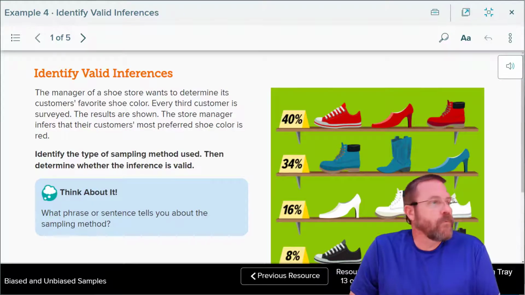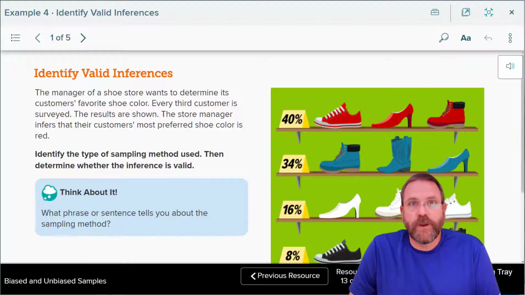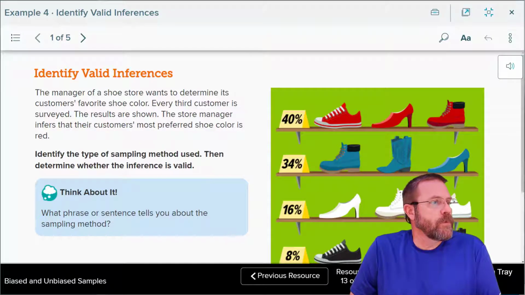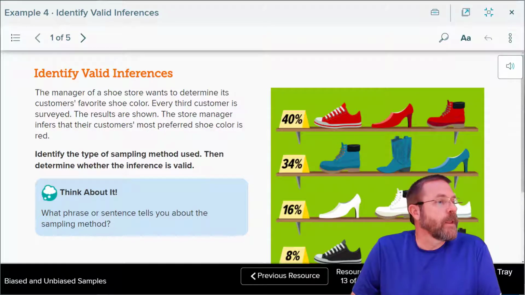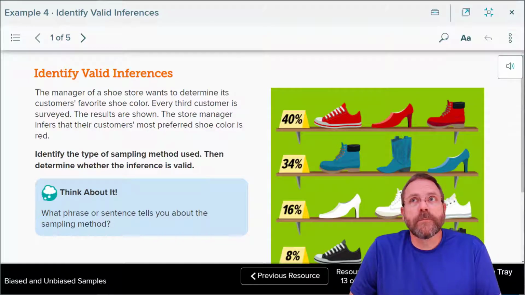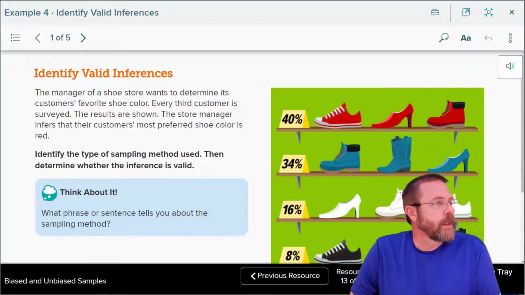For example number 4, the manager of a shoe store wants to determine its customers' favorite color of shoe. Every third customer is surveyed. That is a simple random sample. No, I'm sorry, that is a statistical random sample, I think. The results are shown. The store manager infers that their customers most prefer the shoe that is colored red. Identify the type of sampling method used and then determine whether it's valid or not.